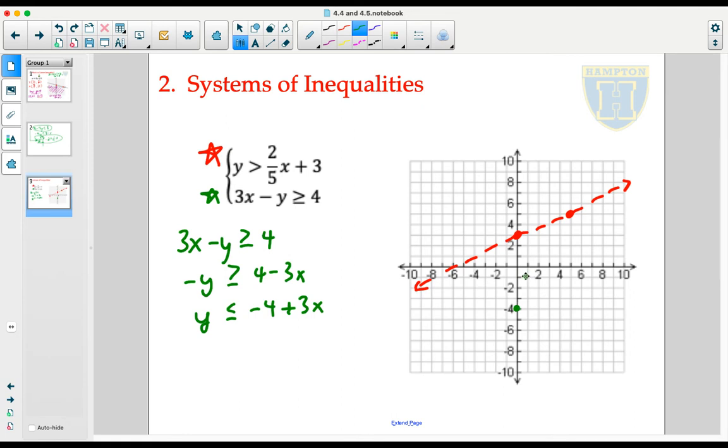And it might be beneficial, because we're going to do a solid line here, to do one more of those. We're going to go up 3 and over 1 again. And we're going to draw our line this way.